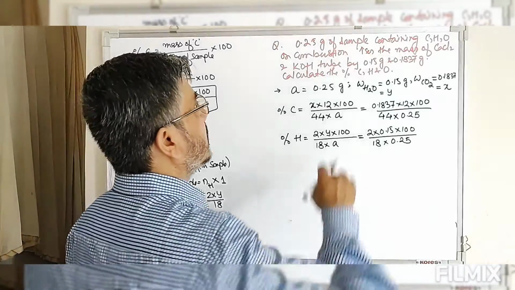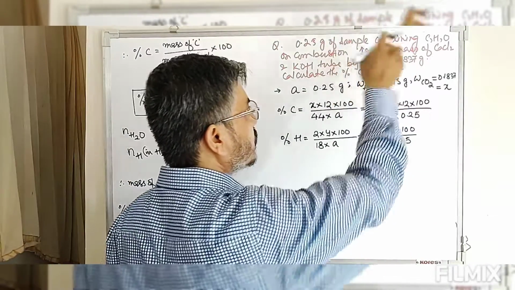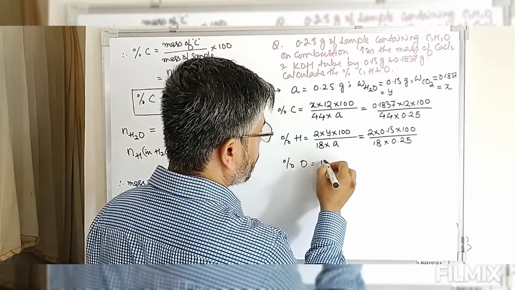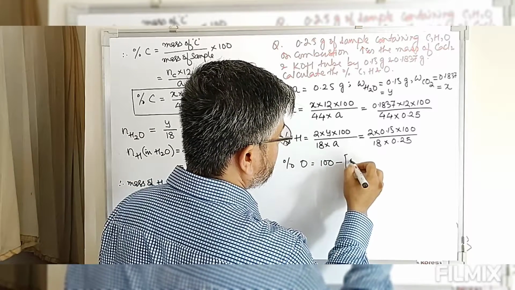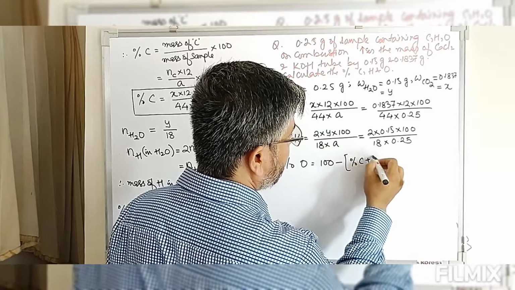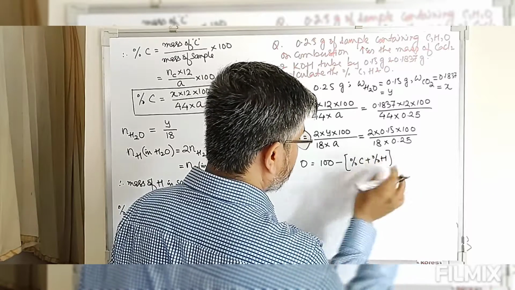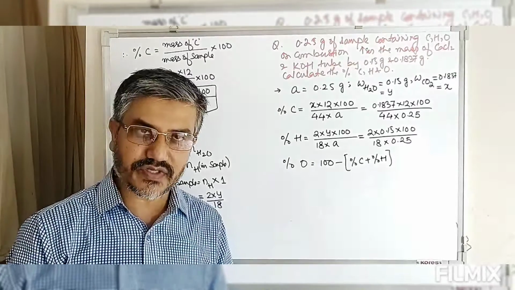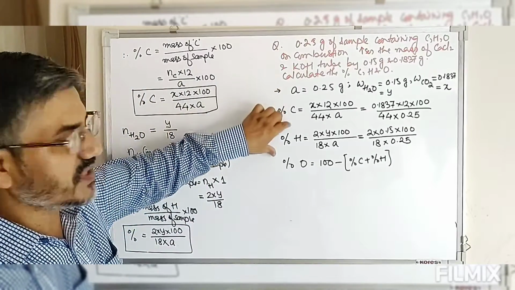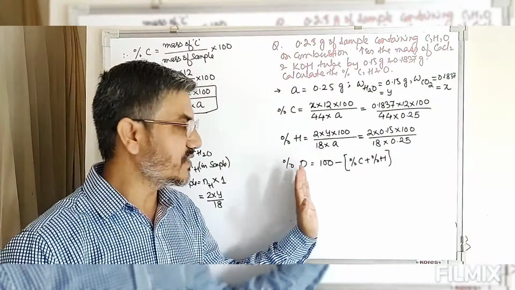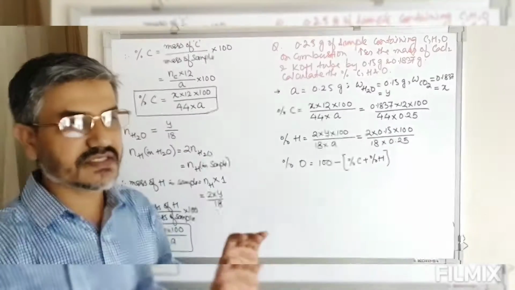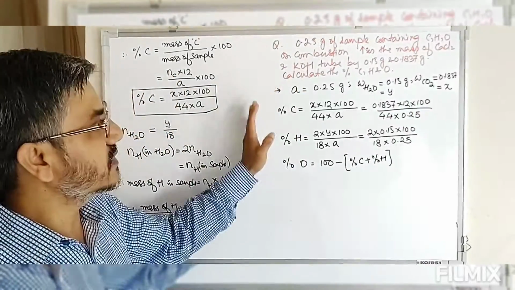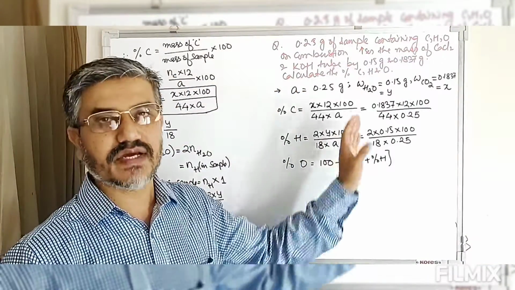Now look at this. The question says the sample also contains oxygen. Then the percentage of oxygen is equal to 100 minus the summation of the percentage of carbon and hydrogen. This will give you the percentage of oxygen, because percentage means the total number of parts is 100. Out of this, some part is carbon, some part is hydrogen, so the rest will be the percentage of oxygen. The percentage of the last component is 100 minus the percentage of the other components. This is how we define the percentage of carbon, hydrogen and oxygen by this combustion method.